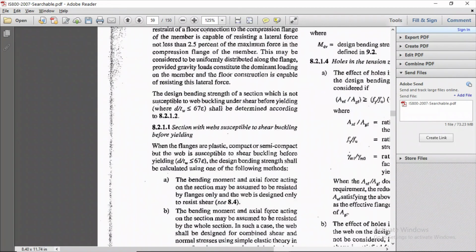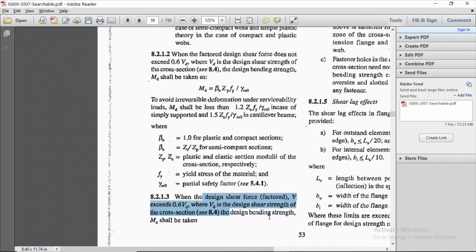0.6 times VD is greater than the shear force acting on the section. So using these two clauses, that is on page number 53 and page number 59, our section is safe against moment and safe against shear, right? So this is how we can solve the example with the help of IS 800-2007.